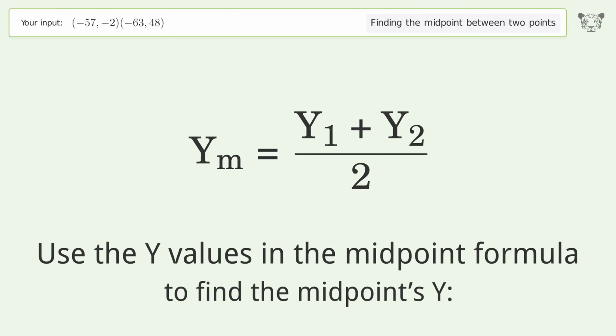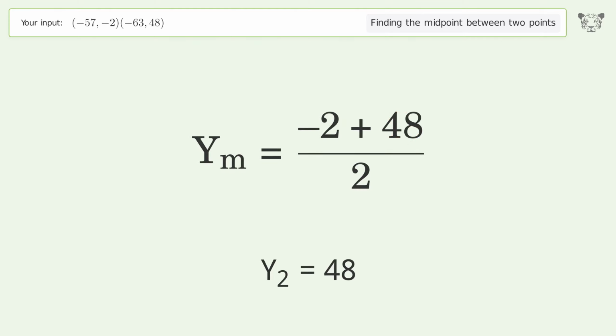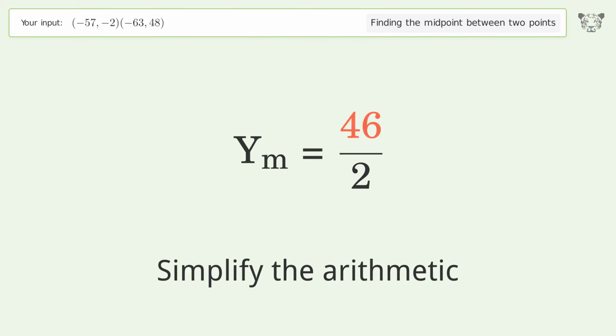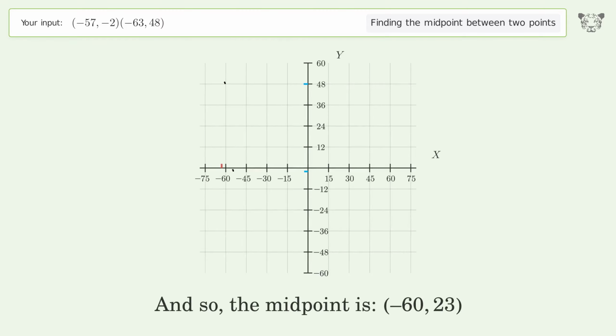Use the y values in the midpoint formula to find the midpoints y. y1 equals -2. y2 equals 48. Simplify the arithmetic. And so, the midpoint is -60,23.